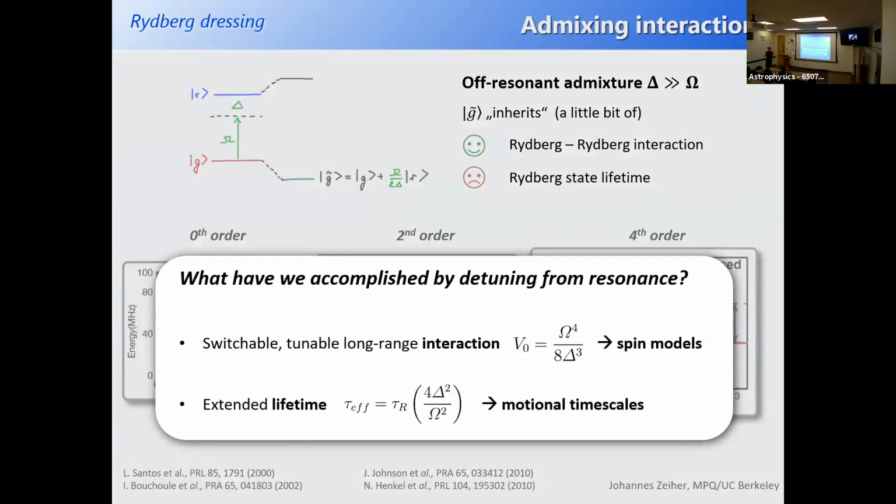That will hopefully allow us at one point to go to motional timescales. But we've also gotten a switchable and tunable long-range interaction that has this scaling strength. And switchable and tunable is something you don't really have just by resonant excitation. Switchable and tunable comes back to the fact that we're using the light to address these atoms. So we can now switch on and off these interactions at will, and we can build spin models similar to the ones I've shown you, where you just switch on or modulate or vary the strength of interactions.